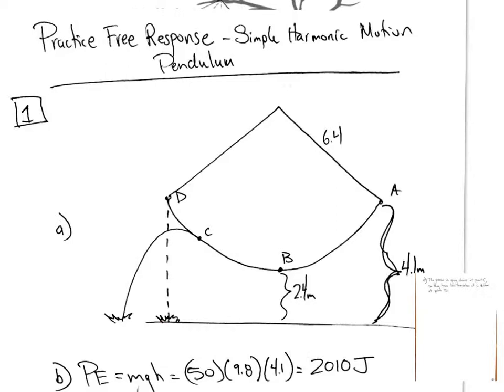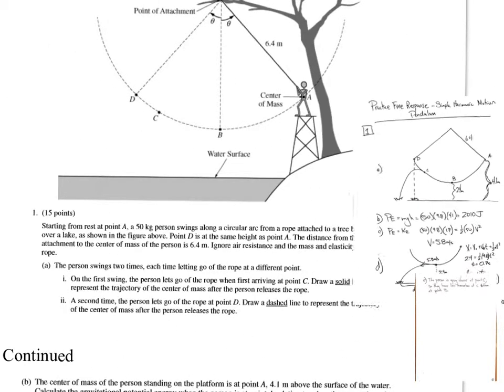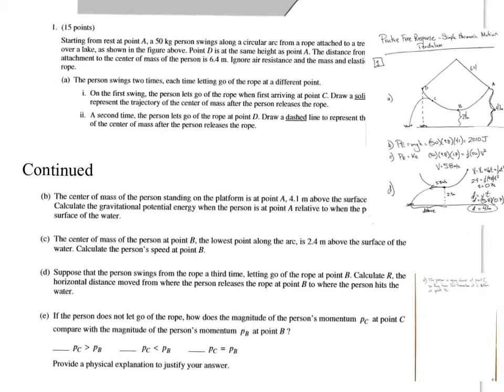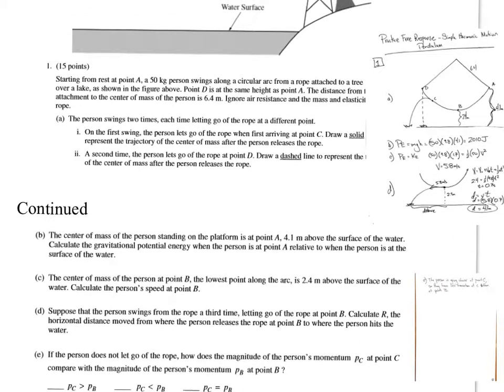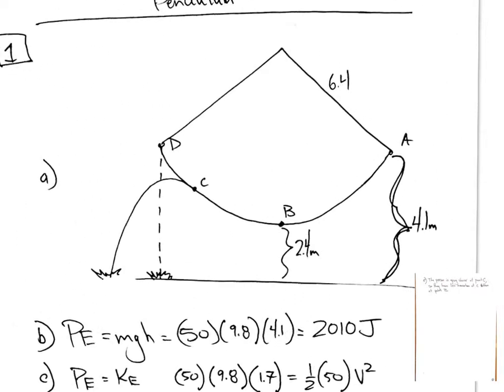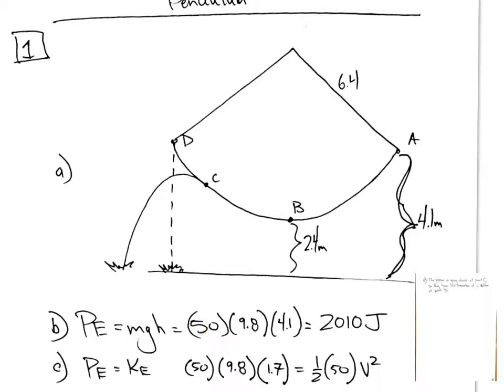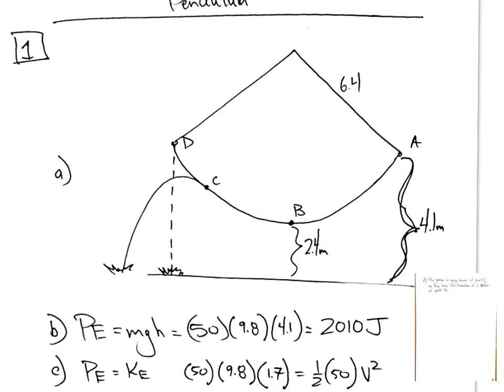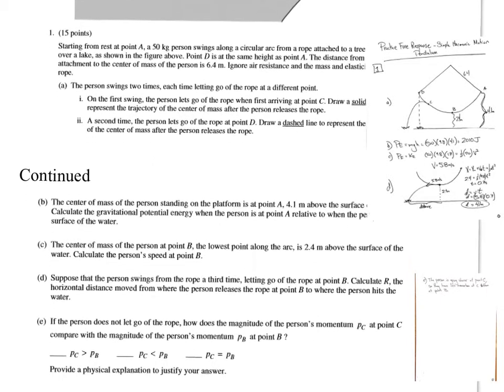Okay. Part 2, or B: the center of mass of the person standing on the platform is 4.1 meters above the surface of the earth. Calculate the gravitational potential energy. Okay, so gravitational potential energy we know is mgh, and we get something like 210 joules. So that's right here at their starting position. 210 joules. Okay. C: the center of mass of the person at point B, the lowest point, is 2.4 meters above the surface of the water. Calculate the person's speed at point B.